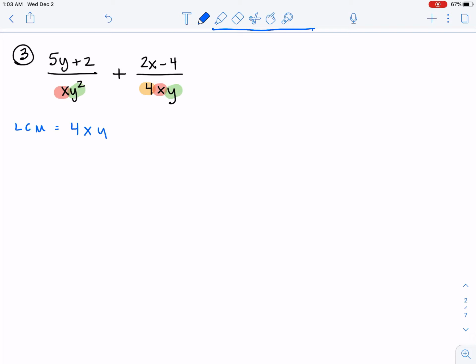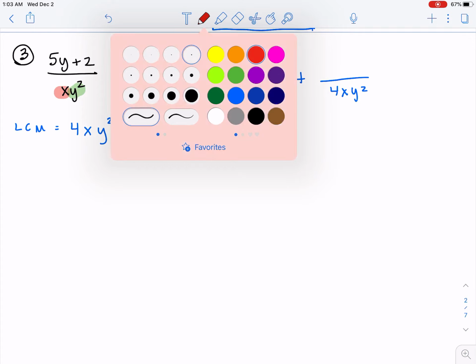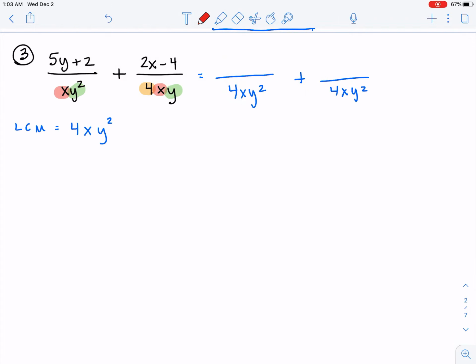And again, we're taking the highest degree. Okay, so that's going to be a y squared. Right? That is our least common multiple of the denominator, which is our least common denominator. So I need a 4xy squared plus a 4xy squared. So let me grab that red color. I need 4xy squared out of this first term, which means I'm going to be multiplying by 4. And when I multiply by 4 on the top, I'm multiplying the whole thing by 4. Okay? And that would give me my 4x squared on the denominator.